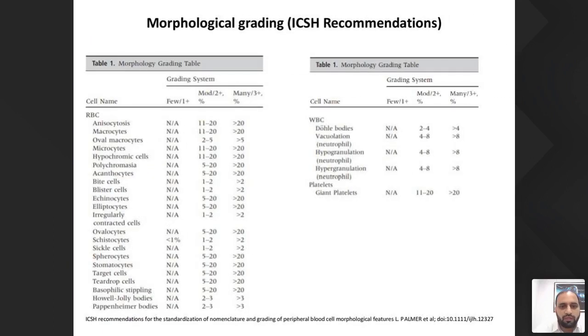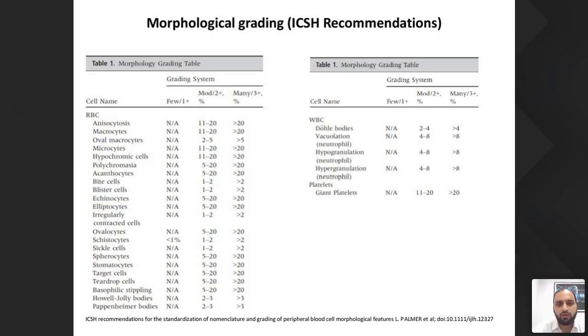Now, how do we grade this? As I said, it is not arbitrary. There are certain recommendations. What I follow in my lab is the ICSH recommendation, which is more of a two-tier system. So, for example, acanthocytes 5 to 20% is 2 plus, more than 20% is 3 plus. Anything less than 5% is not to be reported, as it doesn't add any value to your report.